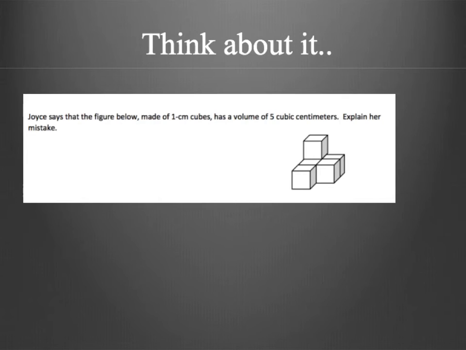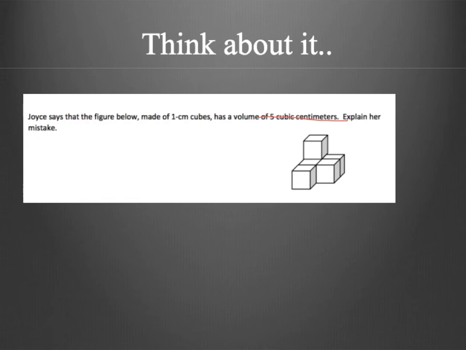Alright, I'd like you to think about this for a second. It says, Joyce says that the figure below, made of 1 centimeter cubes, has a volume of 5 cubic centimeters. Explain her mistake. So go ahead and pause the video and try to figure out what you think the volume of this shape is, and where Joyce made her mistake. Okay, hopefully you've paused the video and you've figured out what the volume of this shape is. I'm going to tell you right now, it is not 5 cubic centimeters.